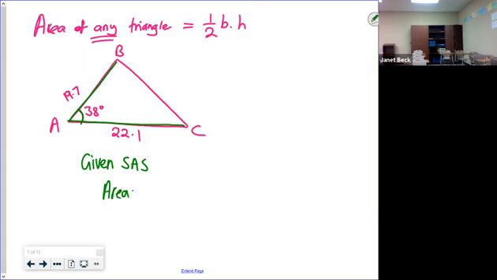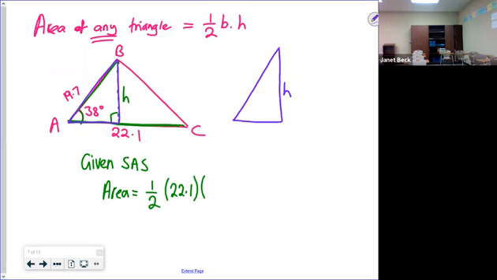For this one, the area is going to be 1/2 of the base, which is this 22.1. Then we've got to multiply it by the height. Think about how we could calculate that height. It's hidden in this little right triangle there, where we know this angle is 38 degrees, this side is 19.7, and this side is not 22.1, it's part of 22.1. But if we have a right triangle, we can use SOHCAHTOA.